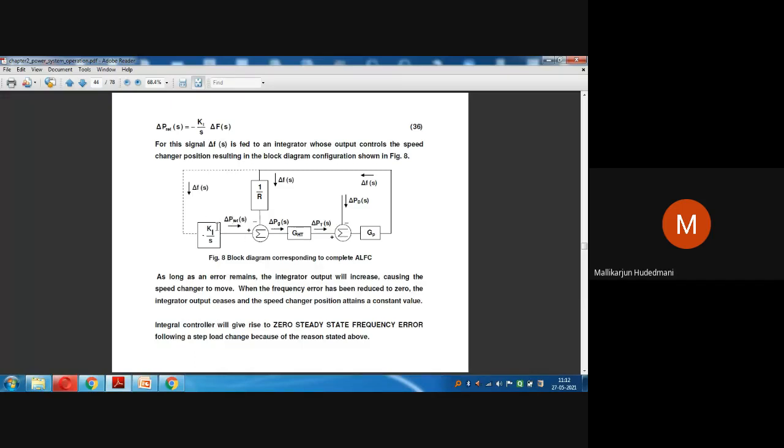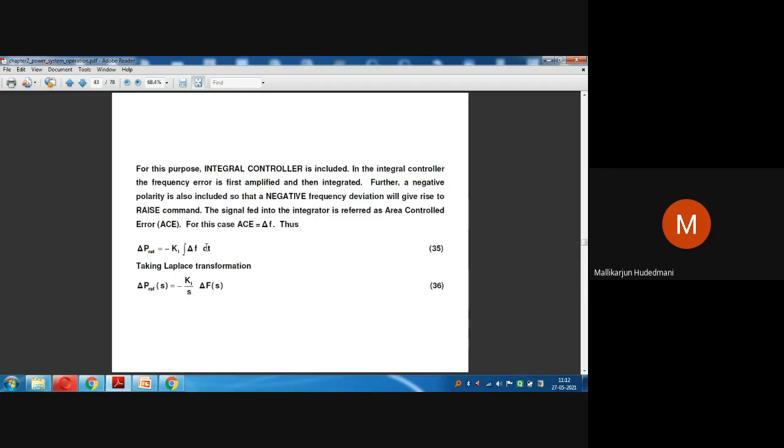And this integral controller again has a negative here. The negative has a meaning. For this purpose, the integral controller is included: the frequency error is first amplified and then integrated. Further, a negative sign. Can you see this? The negative sign or polarity is also included so that a negative frequency deviation will give rise to a command to open the valve. Therefore, the signal fed to the integral block is referred to as the area control error, ACE. So ACE is nothing but delta F.